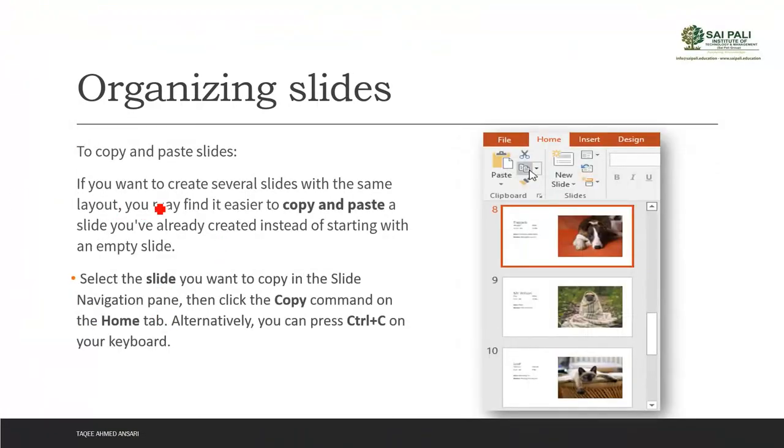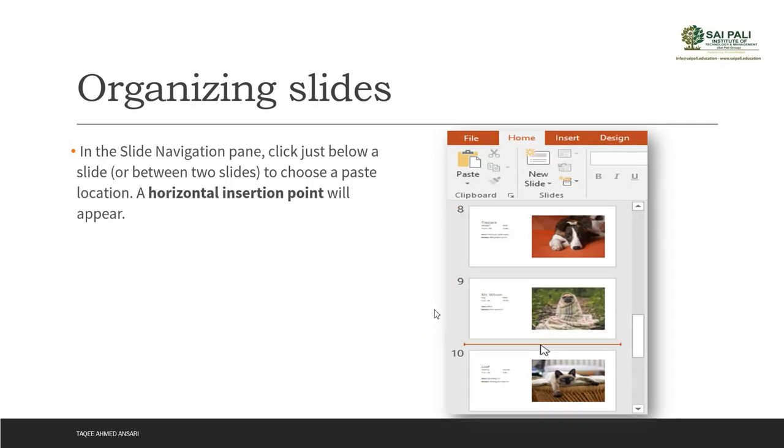Then we can do copy paste also. We can copy our slides. For copying the slides, first you have to select the slides and then from the Home tab, you can click this copy command. When you copy that, then you can paste it somewhere else also. For copying, you can even press Ctrl C. After copying the slide, now you have to paste it somewhere.